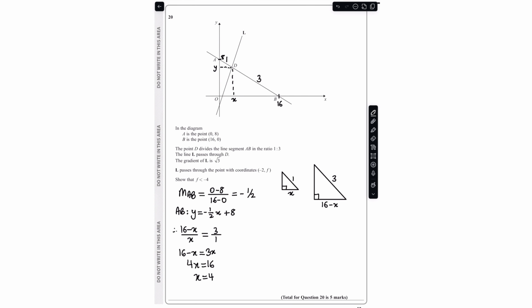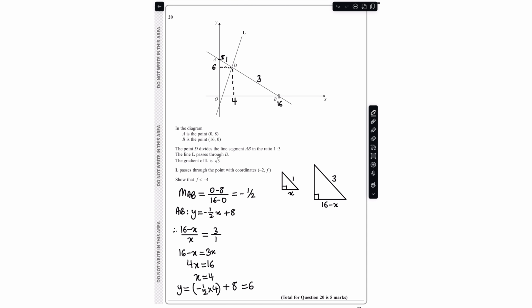Now that we have this value of x, we can substitute it into the equation of line AB to determine the y coordinates of point D. So y equals -1/2 times 4 plus 8, and that equals 6. So point D has coordinates (4, 6).